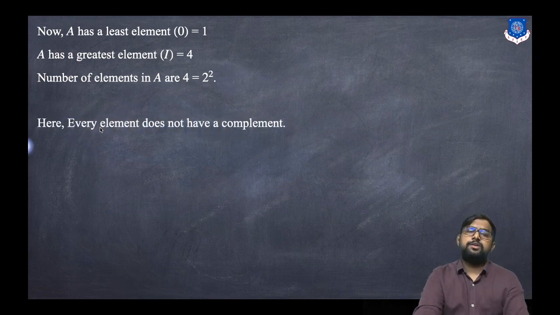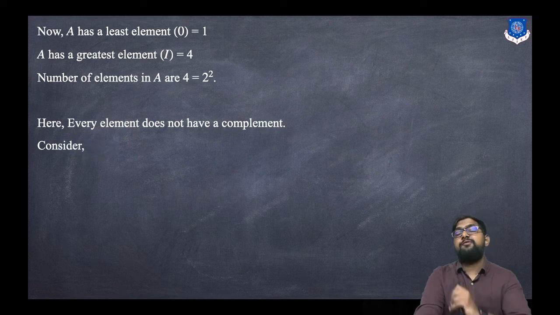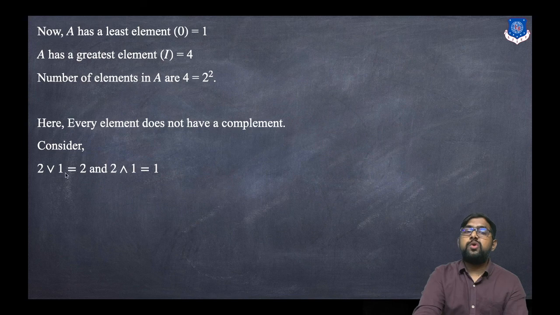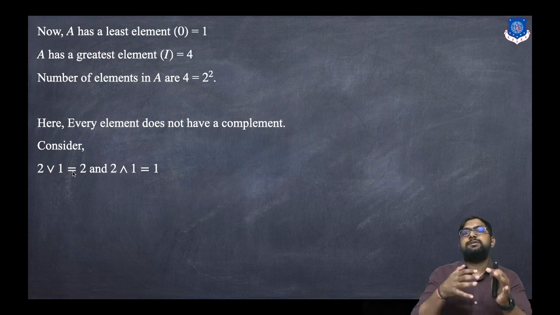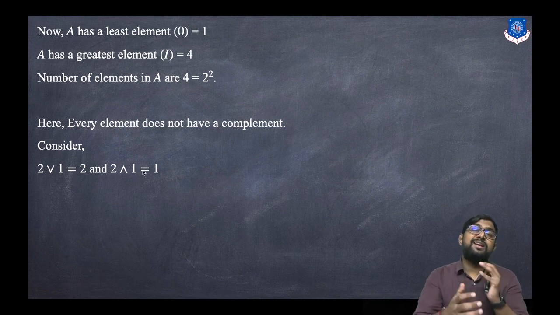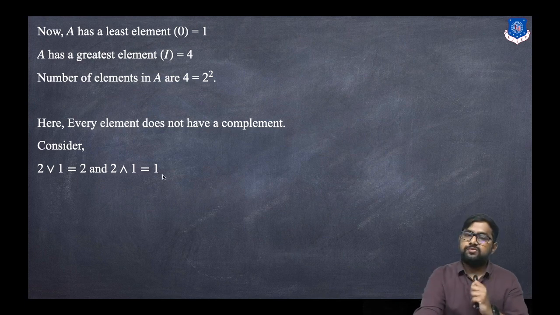Now here you can see that not every element has a complement. How? Just consider this. See, 2 and 1. So the least upper bound of 2 and 1. So what is the least upper bound of 2 and 1? So that is this 2. And in the same manner, the greatest lower bound of 2 and 1. So that is 1.